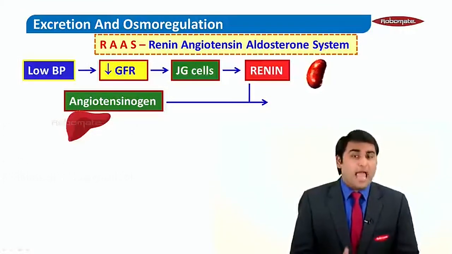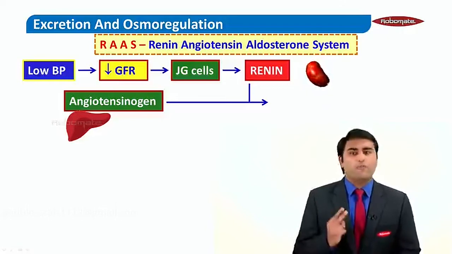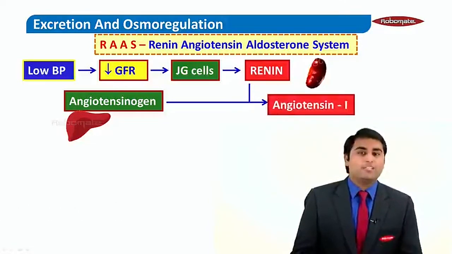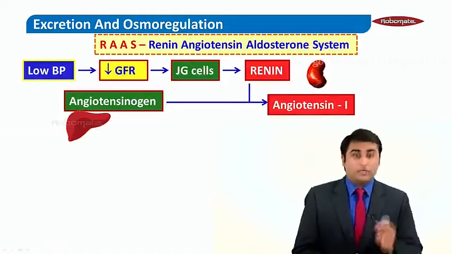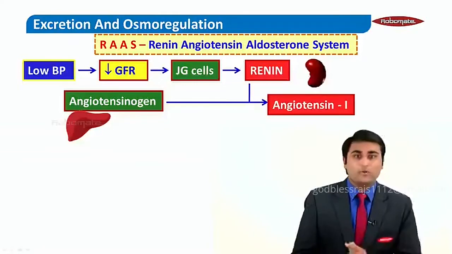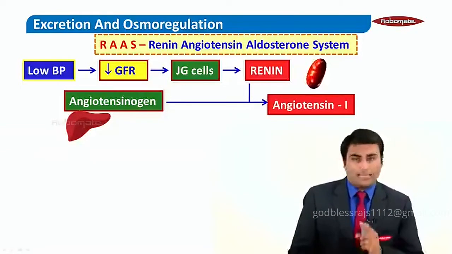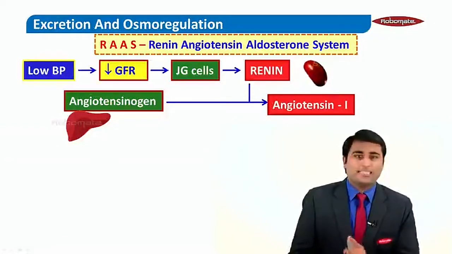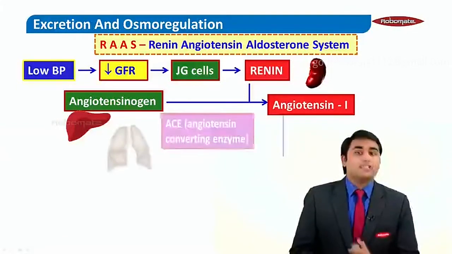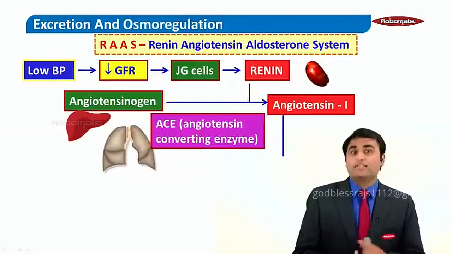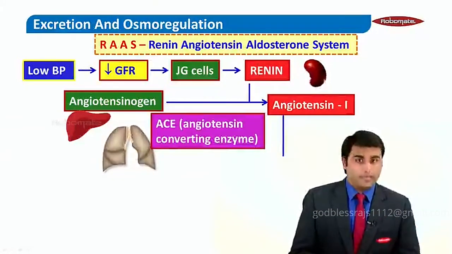But my friends, angiotensin is present in two forms. The first form of angiotensin formed here is angiotensin 1. So due to the presence of renin, the angiotensinogen gets converted into angiotensin 1. Now inside your blood, what is circulating? Angiotensin 1.